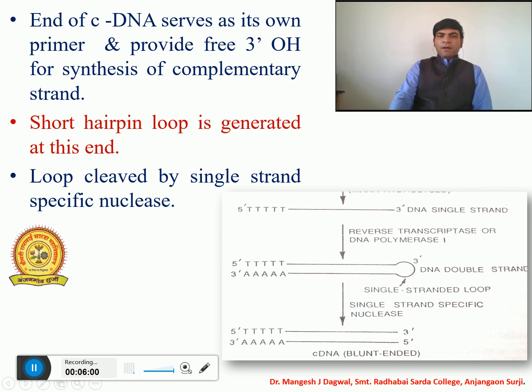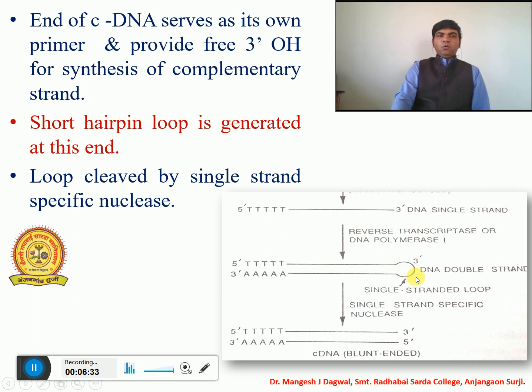Now there is the formation of the complementary DNA strand on the single-stranded DNA with the help of the enzyme DNA polymerase I, which forms another DNA strand. Here we can see this DNA strand, but because one of the ends acts as the primer, there is the formation of a loop, a single-stranded loop.